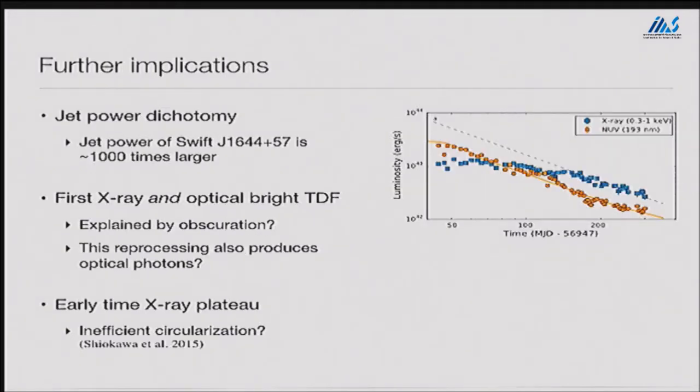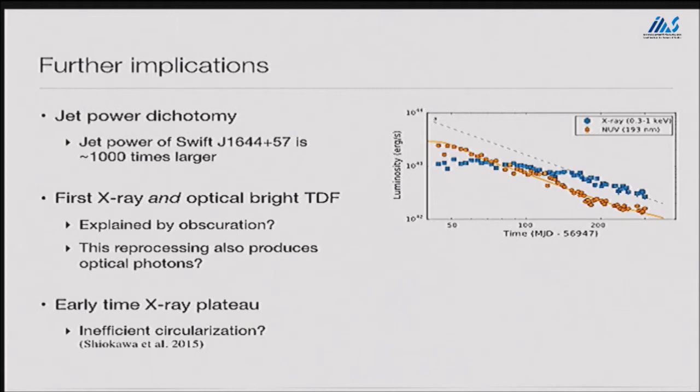Now further implications beyond the radio. So there is a dichotomy. We have to now really explain where this huge difference in jet power comes from. We also have the first X-ray and optical bright tidal disruption flare. And we also have X-ray upper limits from existing optical flares. So can we hide these X-rays from an inner disk by obscuration? And would this obscuration also produce the optical photons? That would be like one really beautiful unification model.